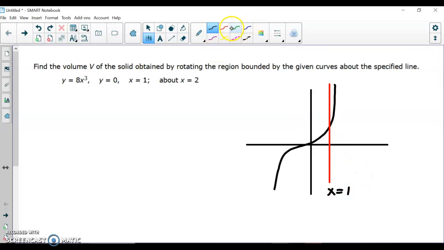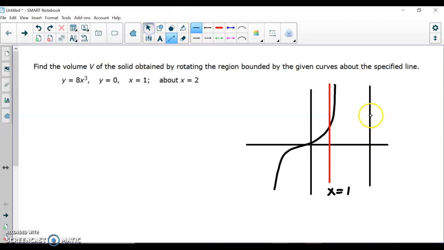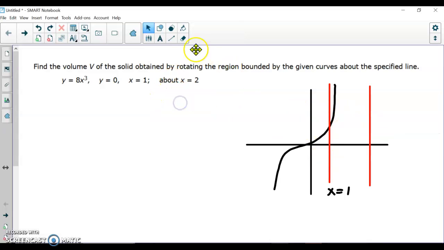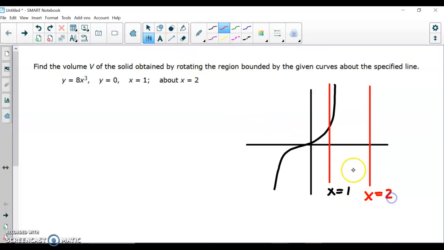We're going to be rotating about the line x equals 2. We'll do another line here. So we'll say this is x equals 2. Change the color of that as well. Make this one red. All right, this is the line x equals 2.